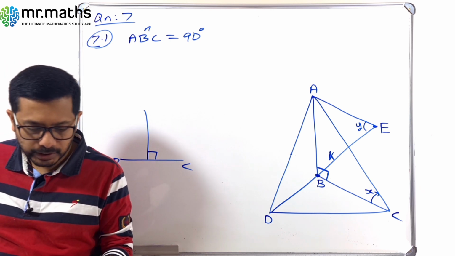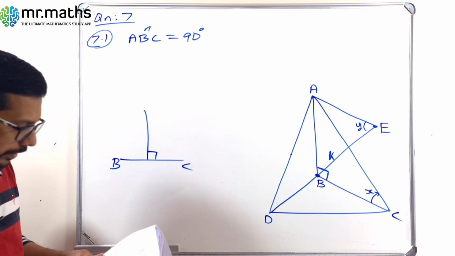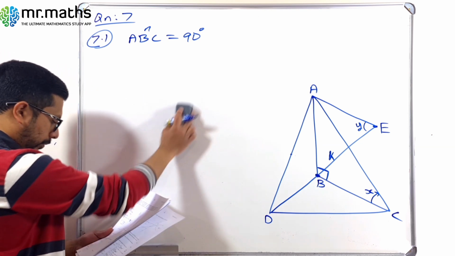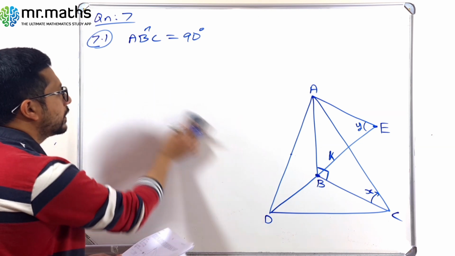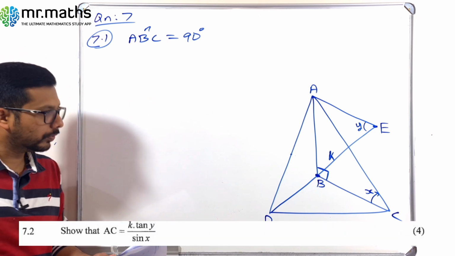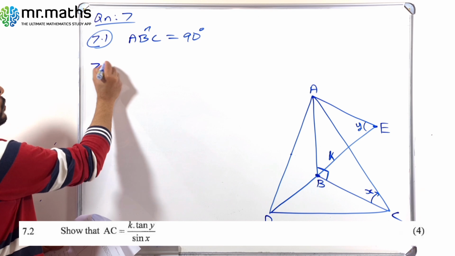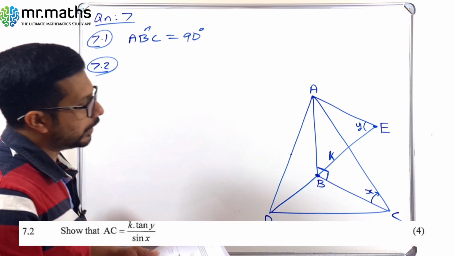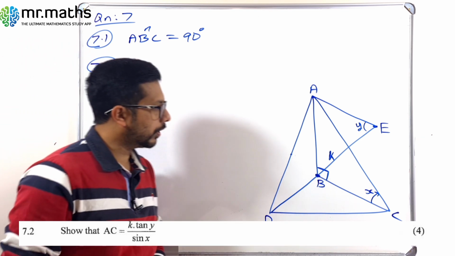Show that AC is equal to k tan Y divided by sin X. You have to show that AC is equal to this. So 7.2, show that AC is equal to. What is AC?